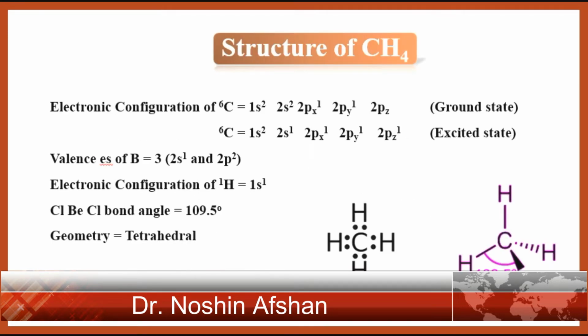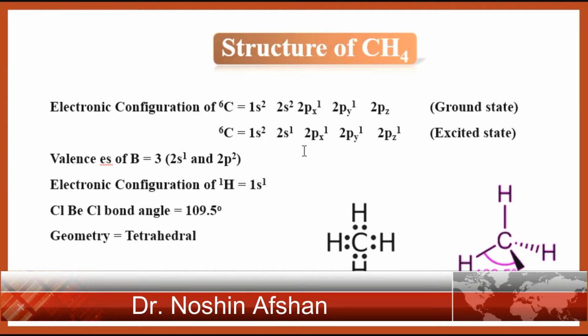Hence, the structure of methane has been explained here. The electronic configuration of carbon, with the atomic number being 6, is 1s2, 2s2, 2px1, 2py1, and 2pz empty at its ground state. At its excited state, one electron from the 2s orbital jumps to the 2pz orbital, and in this way, these 2s and 2p orbitals are partially filled.